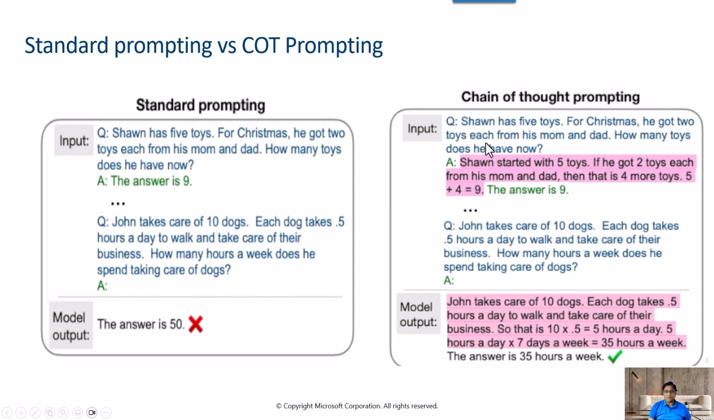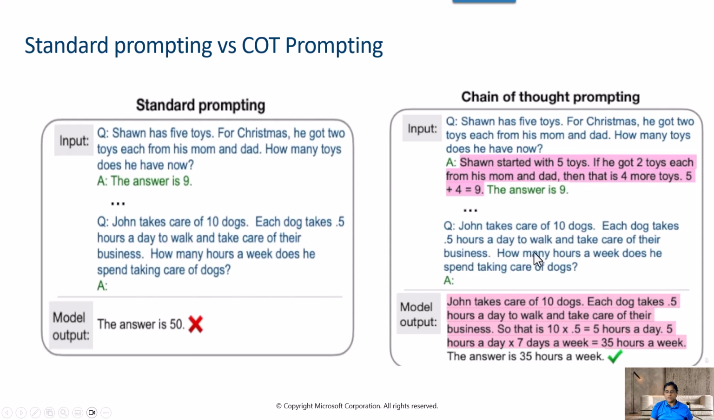But if you have chain of thought prompting and you ask the same question, it will give a reasoning, and that reasoning will hold true. Like in this example, if you ask the same question with chain of thought prompting, it will give you the intermediate result that he got 2 toys, he already had 5, and then he added 4 more toys, right? And then 5 plus 4 equals 9. So that is how the whole answer comes as 9.